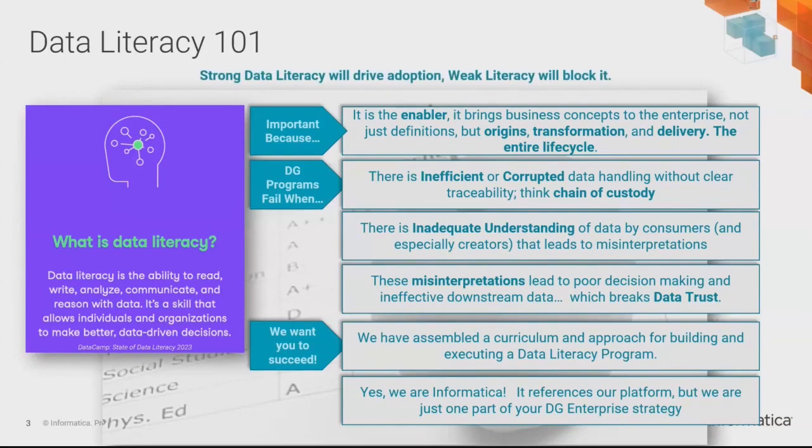In the end, a strong literacy program will drive adoption. Weak literacy will block it or fragment it, as discussed before. So it's really important that we get this right.